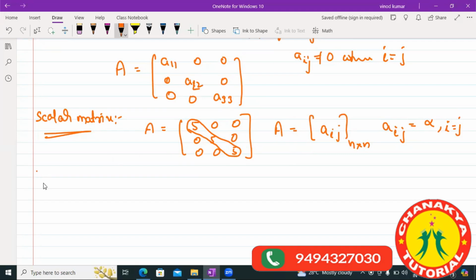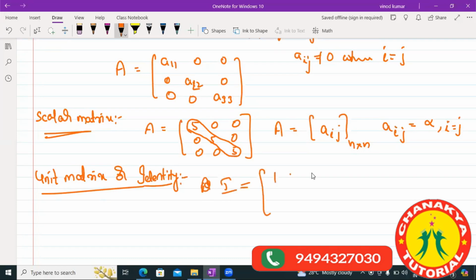Next, unit matrix or identity matrix. In a scalar matrix, if the scalar is 1, that is the identity matrix, denoted I. That means 1, 0, 0, 0, 1, 0, 0, 0, 1.